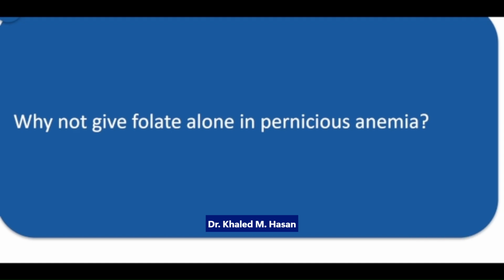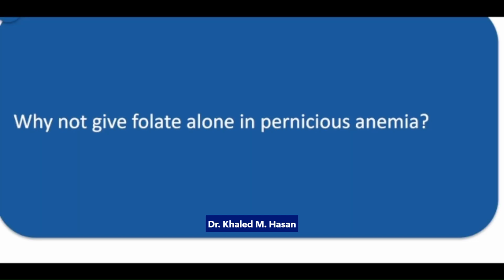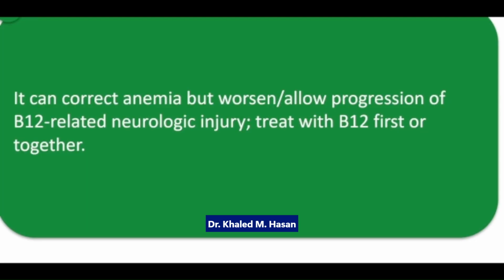Why not give folic acid alone in pernicious anemia? Why do we need B12 with the folic acid? When someone suffers from pernicious anemia, we need to prescribe both medications, folic acid and vitamin B12. Folic acid alone can correct the anemia but worsen the progression of B12 neurological injury. It's recommended in pernicious anemia to start treatment with B12 first, or we can start B12 and folic acid together.